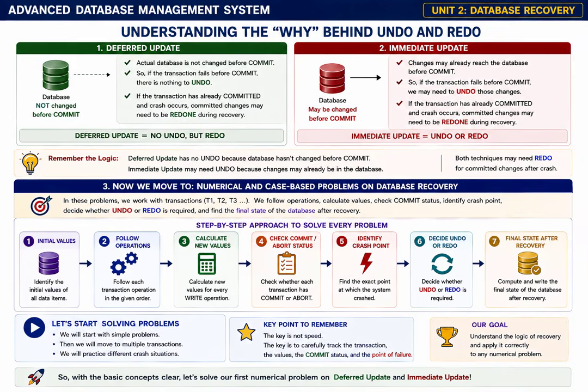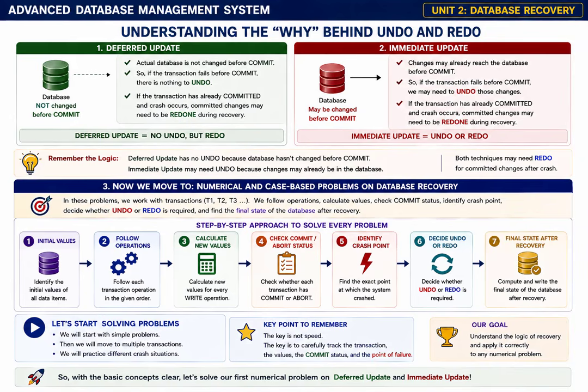So now we are ready to move into the most important application part of this unit, numerical and case-based problems on database recovery. In these problems, we will work with transactions such as T1, T2, T3, and so on. We will start with the initial database values. Then we will follow every operation performed by each transaction. We will calculate the new values carefully. We will identify the right operations. We will check whether a transaction has reached commit. And then we will carefully identify the exact point at which the system crash occurs. Once we know all of this, we can decide whether the recovery process requires undo or redo. Finally, we will calculate the database state after recovery.